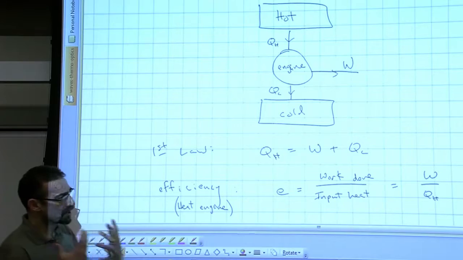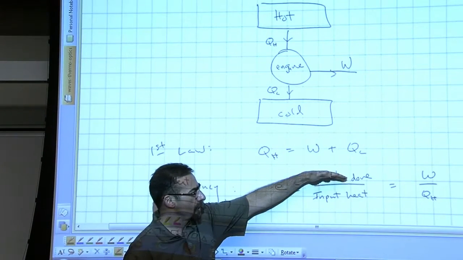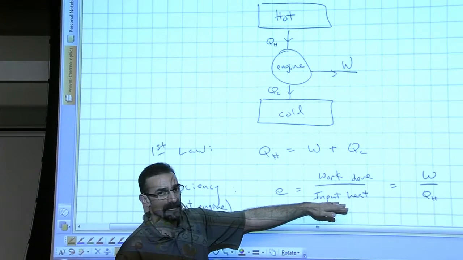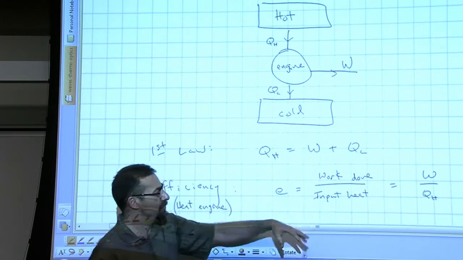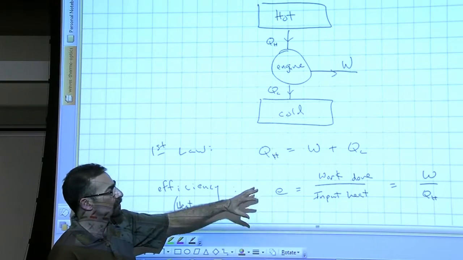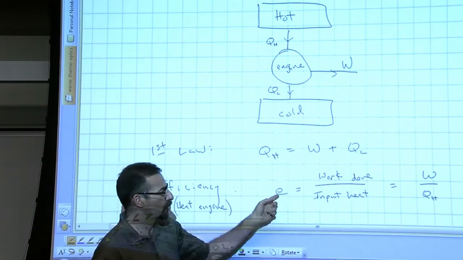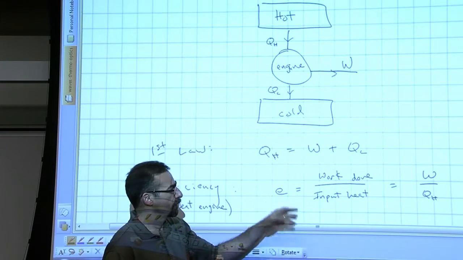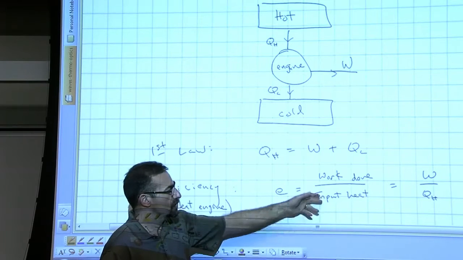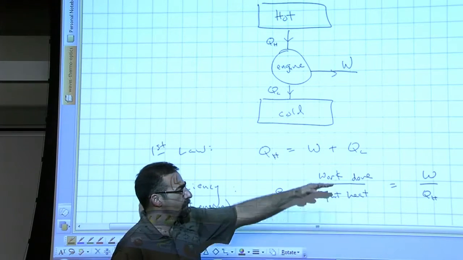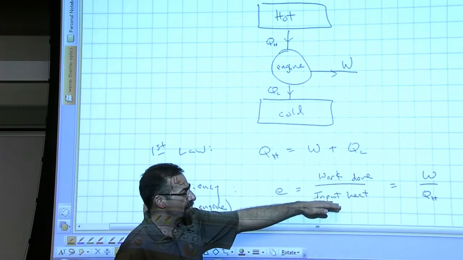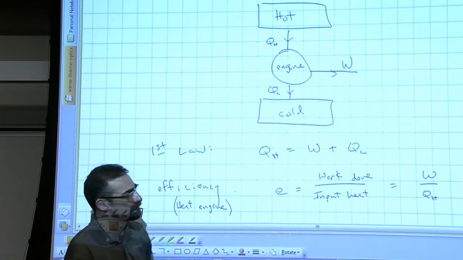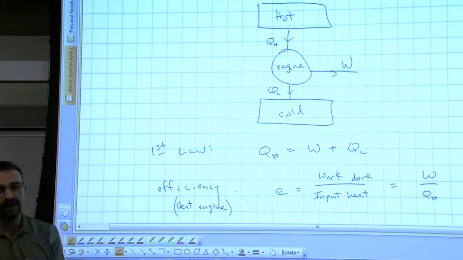But I want you to think in terms of desired output divided by what you have to put in to make it happen. Because it changes, right? When we do a refrigerator, it's going to be different. Well, we don't call it efficiency. We call it coefficient of performance. But it's different. For a refrigerator, for an air conditioner, they're all different. But if you just remember the desired output divided by what you put in to make it happen, then they all follow that rule.